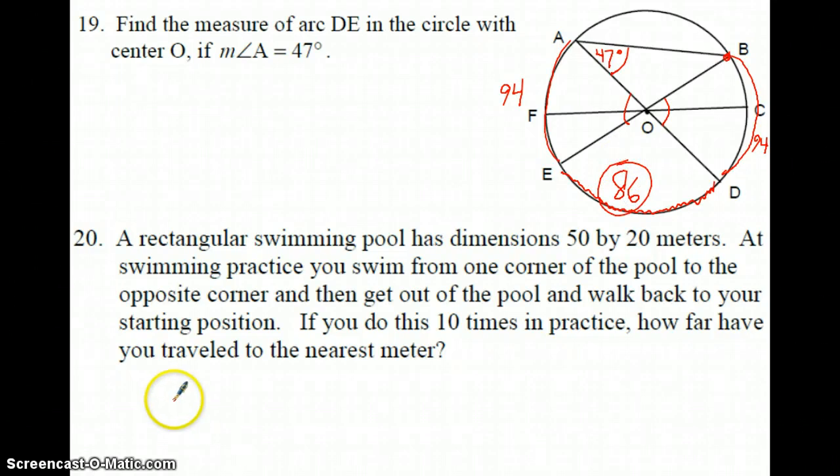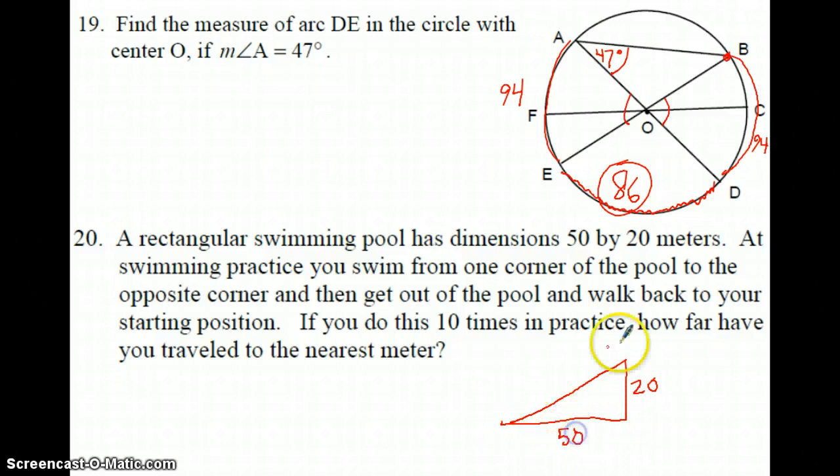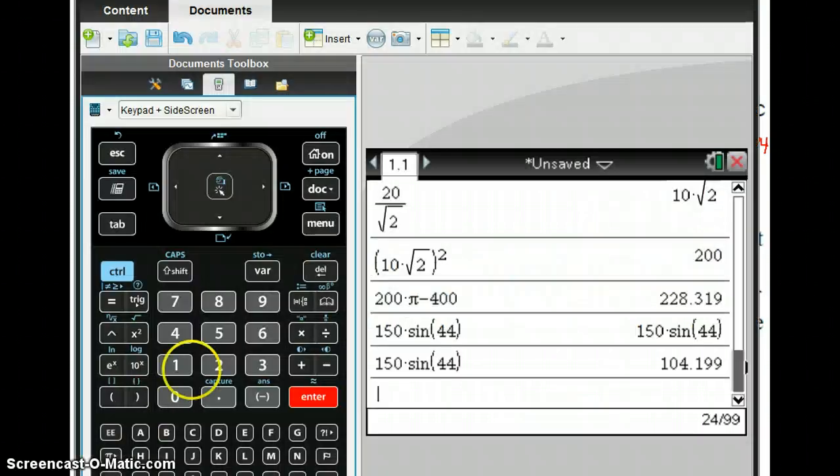Okay, to make 180. A rectangular swimming pool has dimensions 50 by 20. You're swimming across the corner and walking around the triangle. You're going to keep making this triangle trip over and over, traveling the perimeter of this triangle. It sounds like 10 times. You're going to swim and then walk, walk, swim, walk, walk. The hypotenuse is how far you swim.